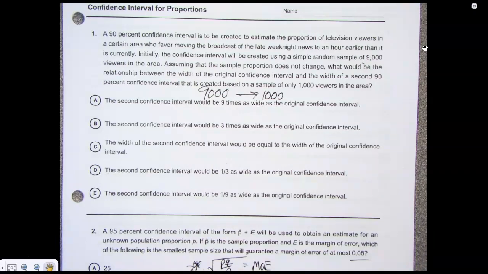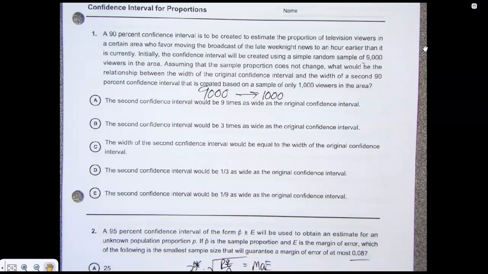It's the same concept, it's just backwards. So usually we talk about a bigger sample size leading to a smaller margin of error. Well, now we're just saying a smaller sample size leads to a bigger margin of error. But you have to be careful. You've got to remember that the n is underneath a square root.